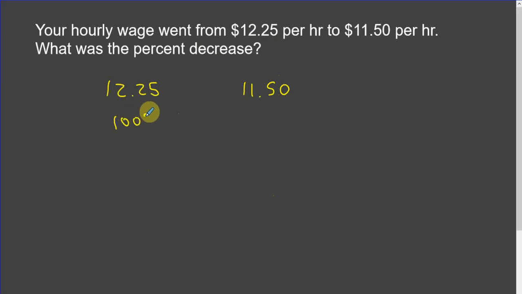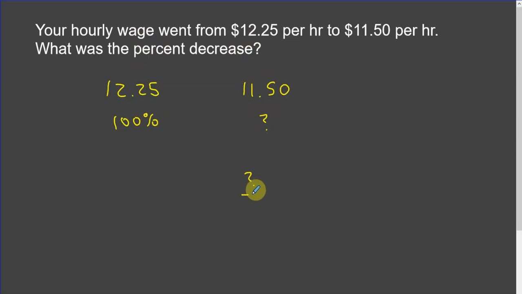$12.25 goes with 100%. And then we'll see what percent goes with $11.50. The new percent. We expect this time it will be lower than 100% because it's going to go down. But then once we get that number, we want to know how much it went down by. That'll actually be the answer to the question, what was the percent decrease? Okay, so let's figure that all out.